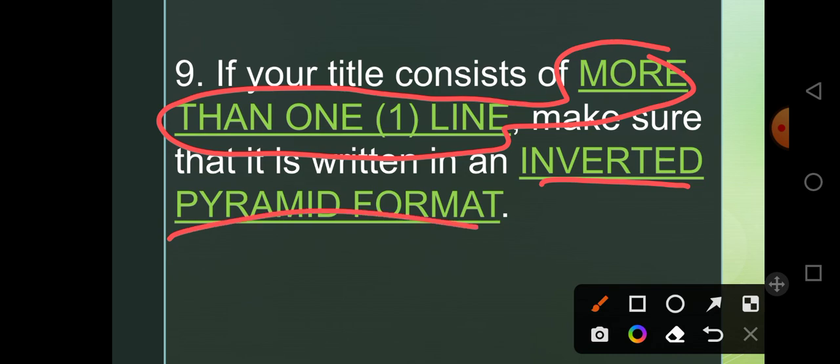So that concludes our lesson dealing with the formulation of our research topic and the research title. For our next lesson, we will now proceed on how you will write the introduction part of your research paper.